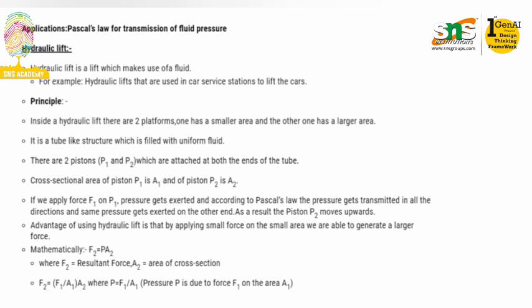And we can conclude with the formula that P1 is equal to P2. So F1 by A1 is equal to F2 by A2. So we can determine the formula F2 is equal to F1 by A1 into A2.